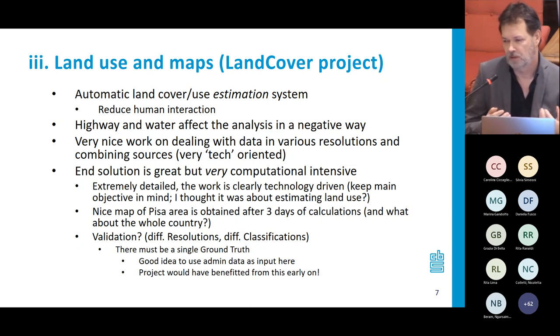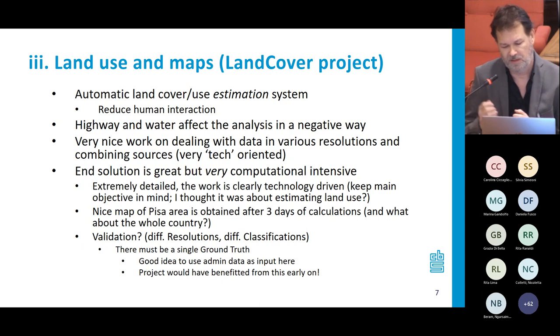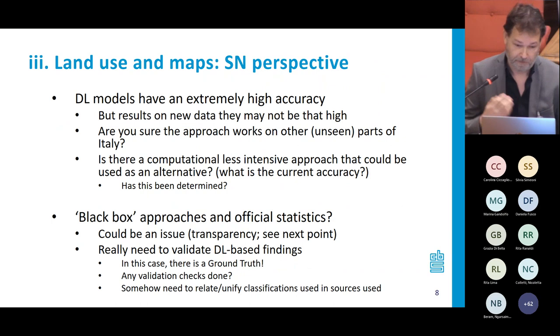I'm missing accuracy numbers here. What about the classification of forest? Is that okay or not? That hasn't been done. And in the case of satellite pictures, there is something called the ground truth. You can go visit that area and see how accurate everything is. And it's a good idea to use admin data here as input. I think that should be done early on in the project. But I really appreciate the amount of work and detail that's going on in here.